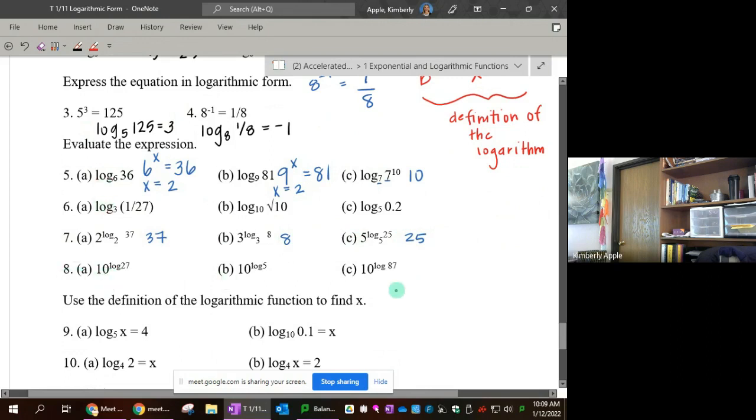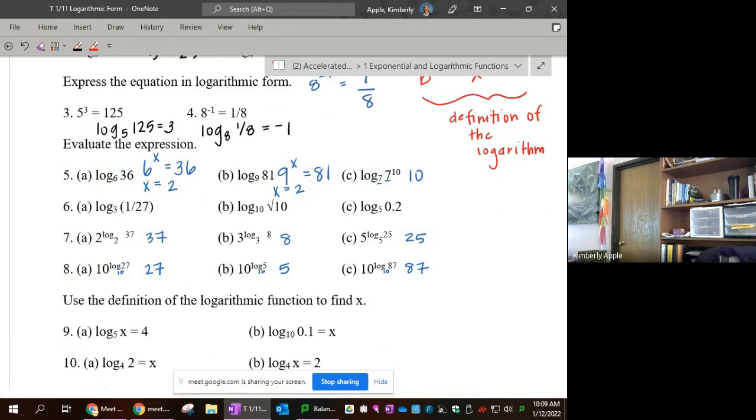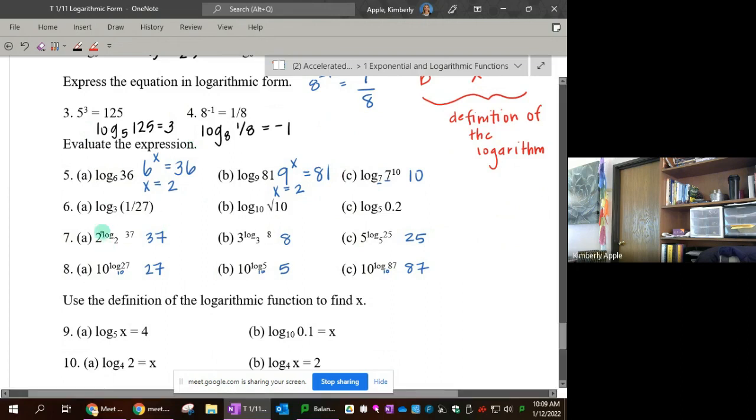Number 8, A, B, and C are the same. If there's no base listed on your logarithm, what is the base? 10. So these are all base 10. Log base 10, log base 10. And then we see the same instance of the bases being the same. So this is just 27. This is just 5. And this is just 87. If you know what you're looking for, problems like that are very simple, okay? Just remember the bases have to be the same.